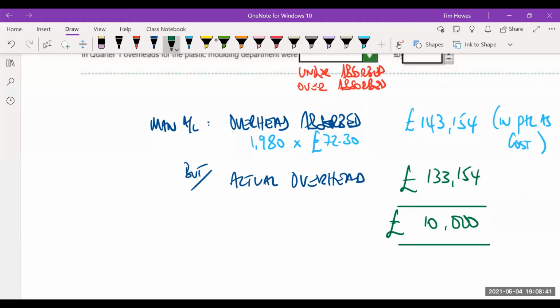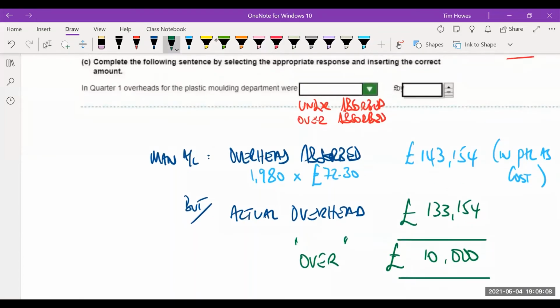So I can see coming up the screen now on my chat panel, overabsorbed, overabsorbed, overabsorbed, because yes, we've put in a cost of 143,154, but the actual cost is only 133,154. So again, you can see we've put too much in. This is too much, and therefore we call that over absorbed by 10,000. And so that's what we'd be looking for to drop into here. Obviously over absorbed, and 10 grand would be the figure going into your value box there.